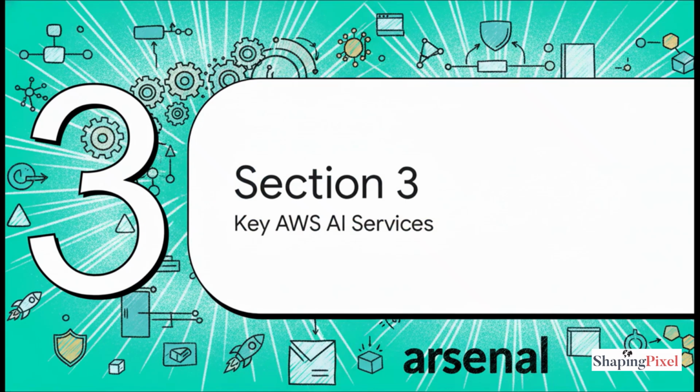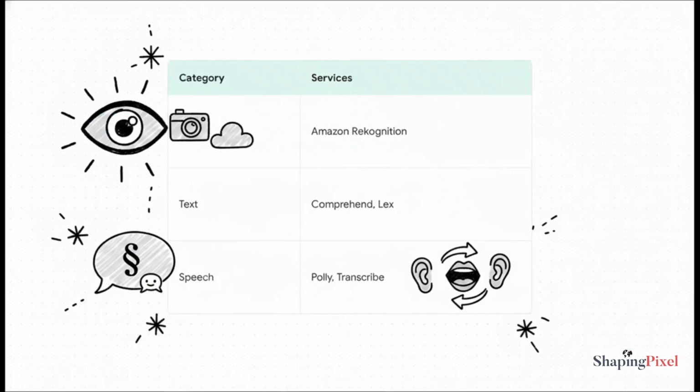Section 3, Key AWS AI Services. Grouping these services logically into vision, text, and speech buckets is a fantastic trick to memorize them faster for those tricky multiple-choice scenarios. So for vision, Amazon Rekognition is your absolute go-to for detecting objects, faces, and scenes in images and video. Under text and language, Amazon Comprehend analyzes text for sentiment and key phrases, while Amazon Lex is your builder for conversational interfaces and chatbots. For speech, think of it as a two-way street.